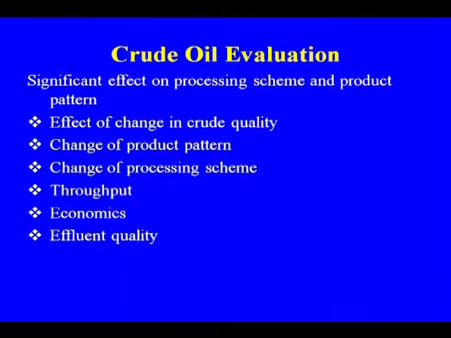Significant effect on processing scheme and the product pattern. The effect of change in the crude quality is a change of the product pattern that we are getting from the refinery. Because of the variation in the crude oil quality, the process scheme changes, and they will have to go for some more pre-treatment units. Throughput, economics and the effluent quality are also very important, because if you are having more sour gases, the chances of contamination of the wastewater are more and more.